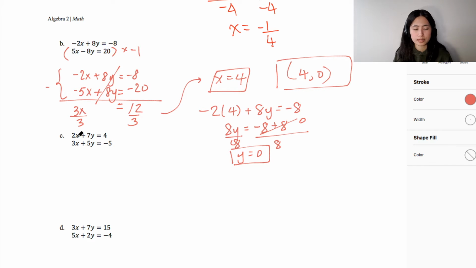So we have 2x plus 7y, which is equal to 4, and we have 3x plus 5y, which is equal to negative 5. As you can see, you can't really find any common coefficient just by looking at the two equations, right? So what did I say about if you have coefficients that are different for both x and y? Well, you need to think of a common multiple, right?